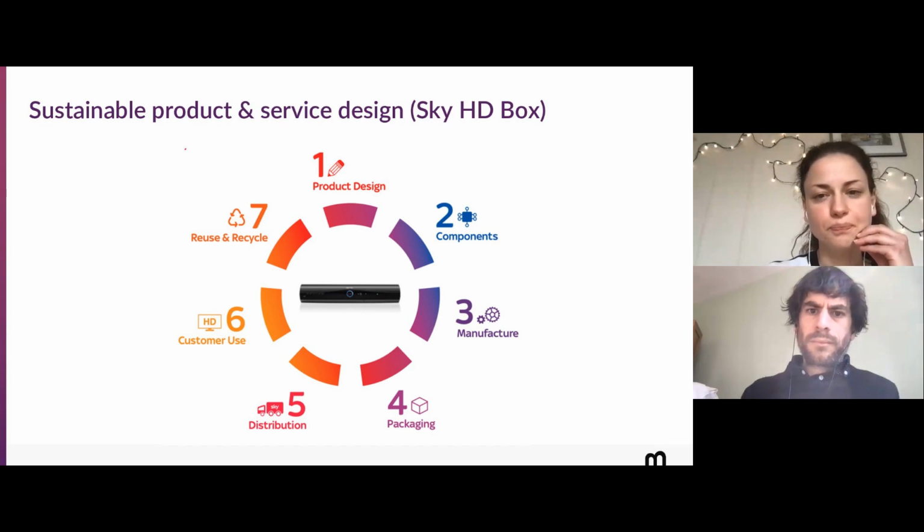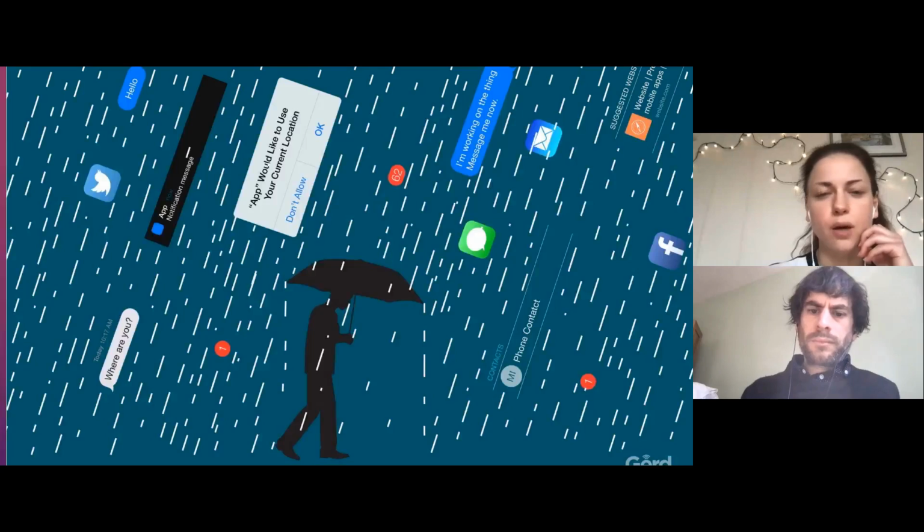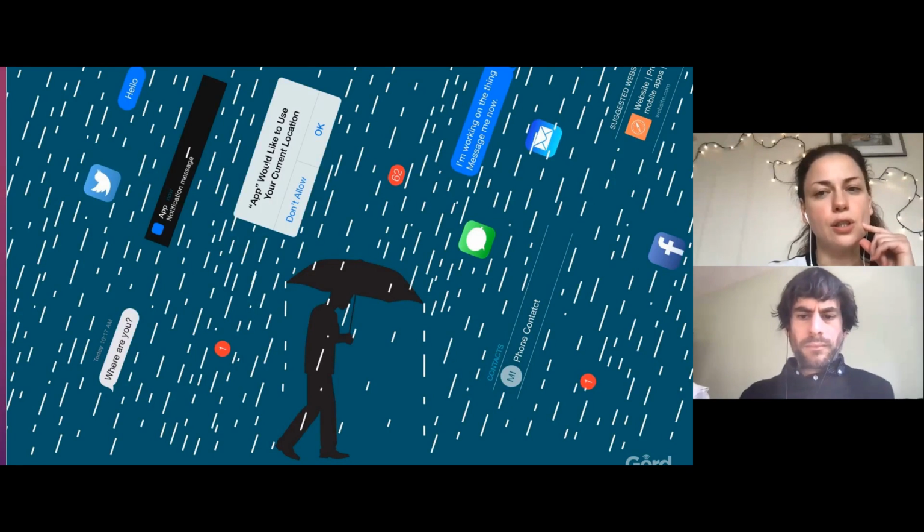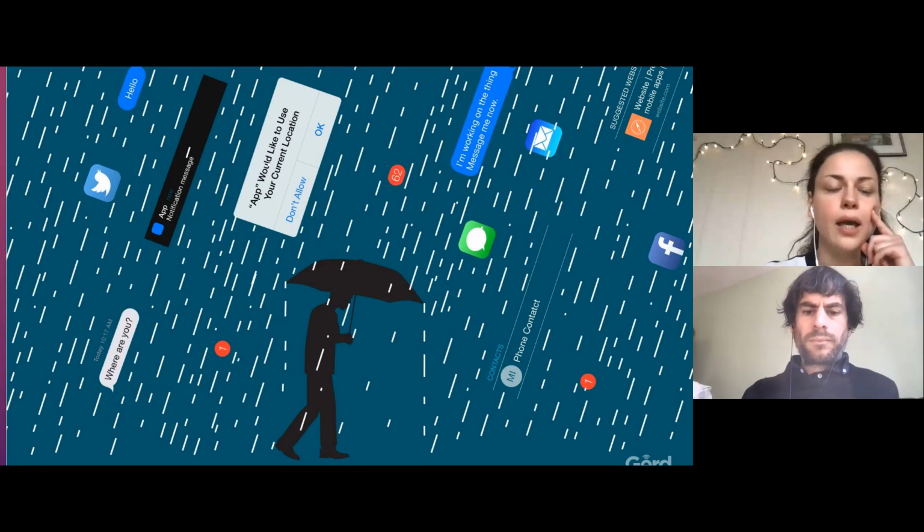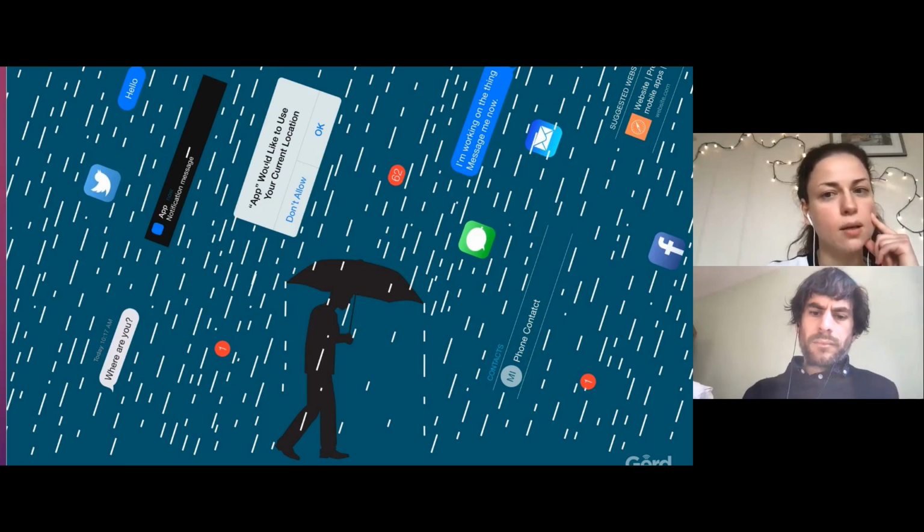So these are the principles that we looked at earlier of circular design implemented with this example of the Sky HD box. Okay, that might be services and products, but what about digital products? How can we make our digital designs more sustainable? And there are a few ways we can reduce digital waste.